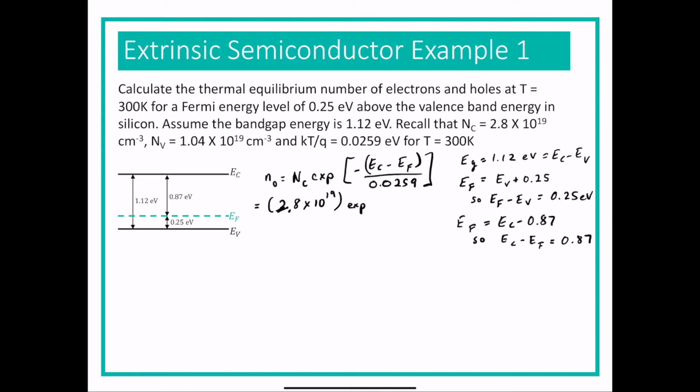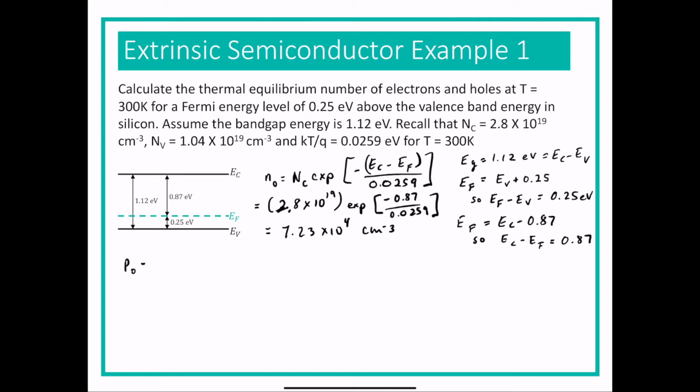Okay, and then we get the exponential of minus, and we've got EC minus EF, which is 0.87 over 0.0259, and we end up with 7.23 times 10 to the 4 per cubic centimeter. Not so many electrons, but we expect that because the Fermi level is way down close to the valence band. So you should have a small number of electrons and more holes than electrons. So that is not an unexpected value.